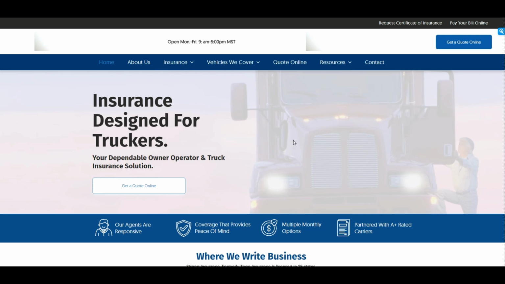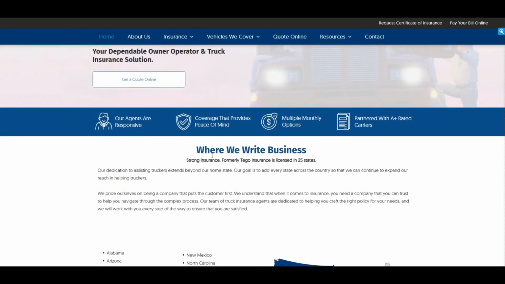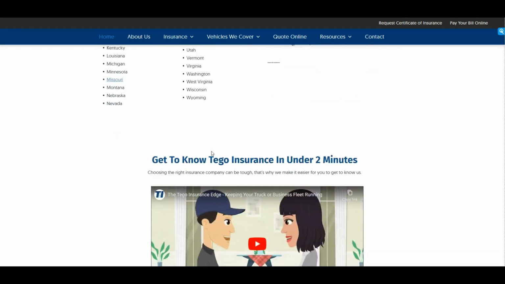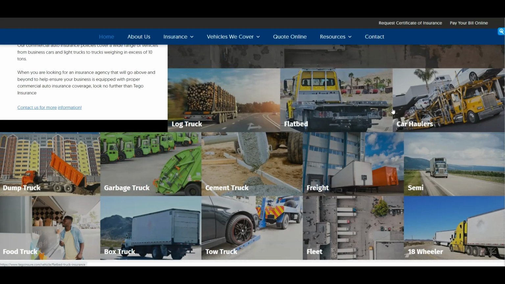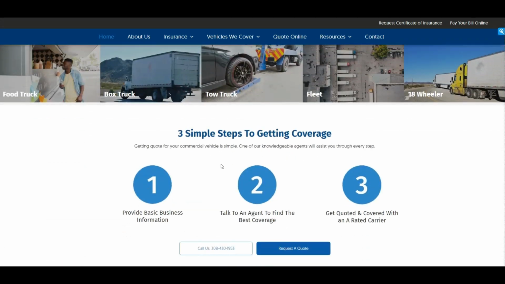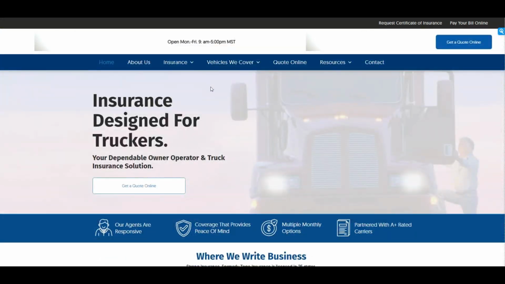Let's say a customer is looking for cement truck insurance and they land on this page and they see insurance designed for truckers. Okay, very relevant, looks good. Where they write business, getting to know this insurance company, all the information, different types of insurance. They even see cement truck there. But the issue is it's not tailored towards cement truck insurance. It doesn't sell cement truck insurance and calling this company. It's informational instead of more salesy.